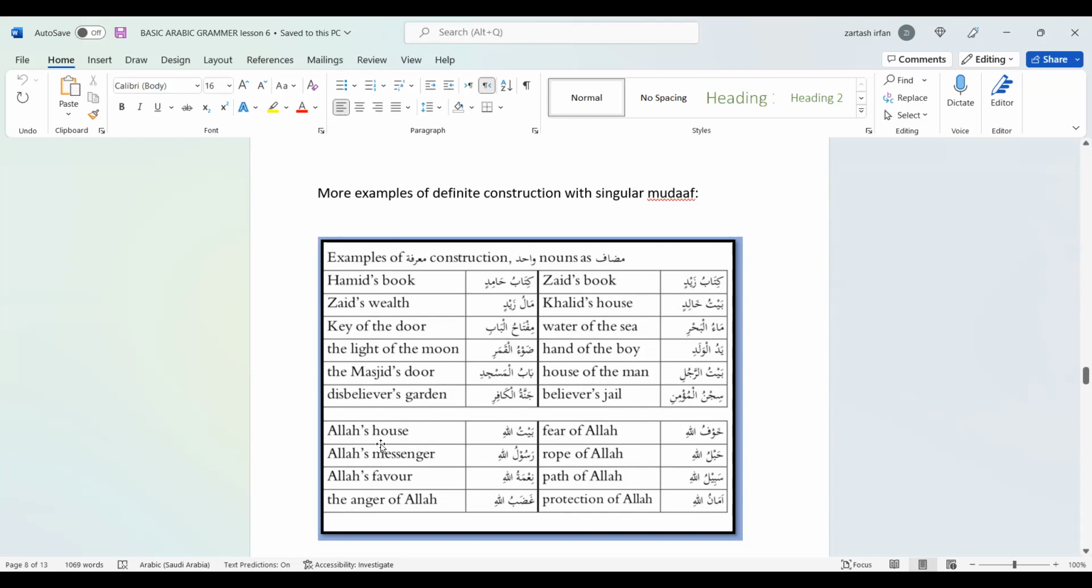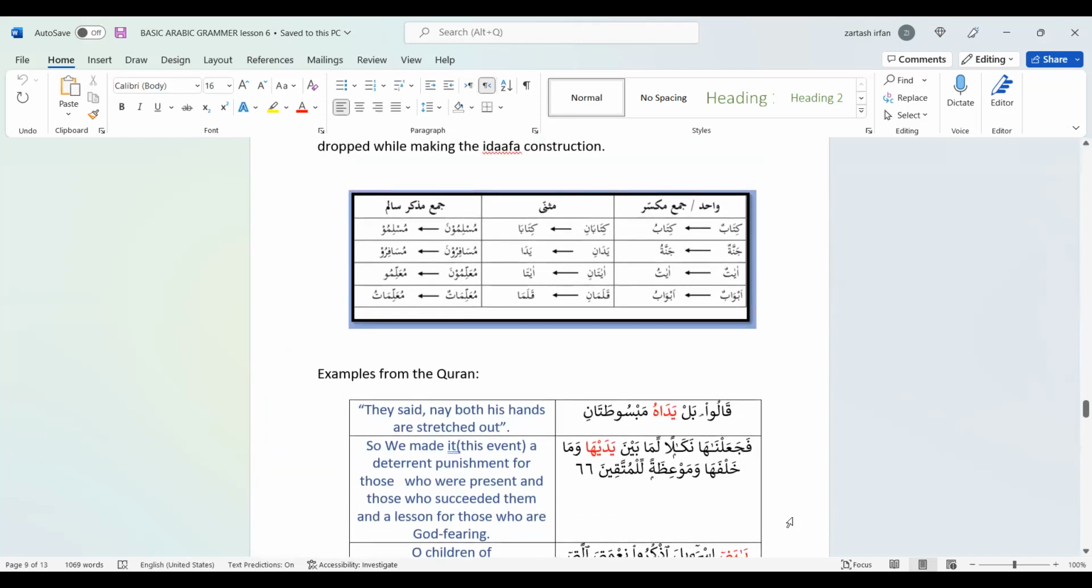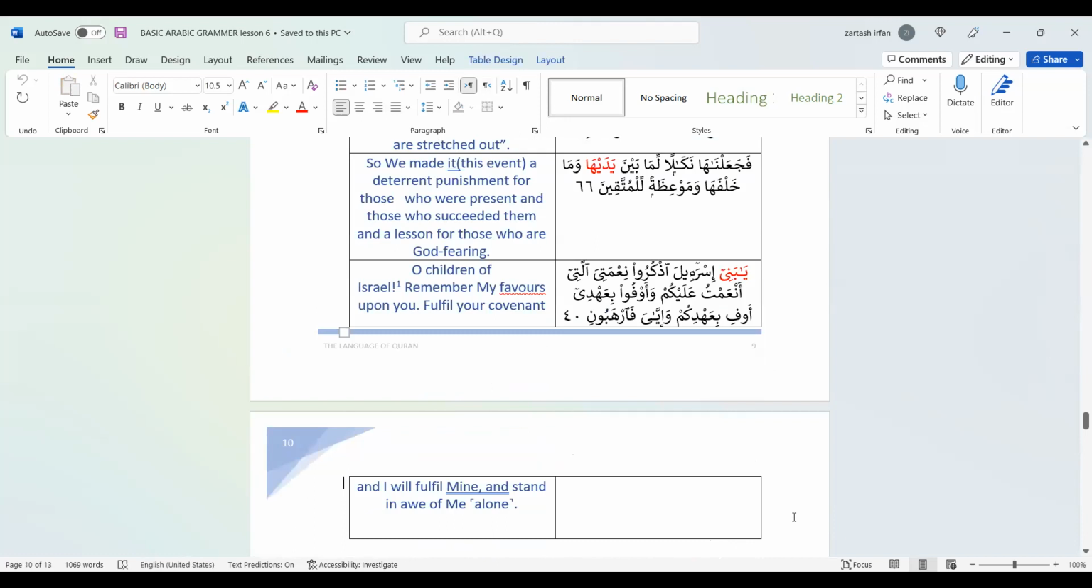In the same way, we have many examples here. You can read them at your own pace at home, as I'll be sharing the document, and you can find more examples. Inshallah, in the next class we'll try to find this idafa construction in the Quran. I'll see if I can find some examples from the Quran, and we will do some.